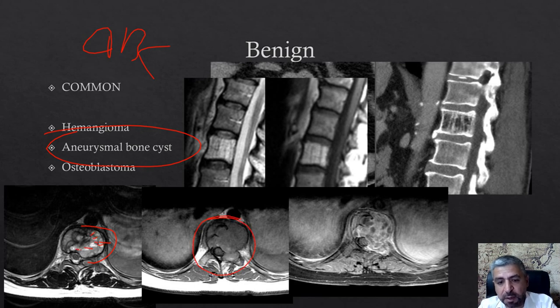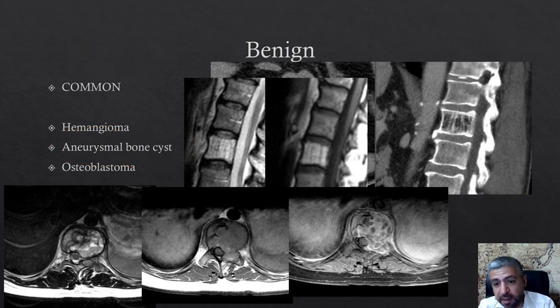This is on the T1 weighted image, not quite characteristic. However, on the post-contrast image, you can see that the areas that contain the fluid levels are not enhancing, only the parts in between, and these are all typical findings of aneurysmal bone cyst. So be careful of that.